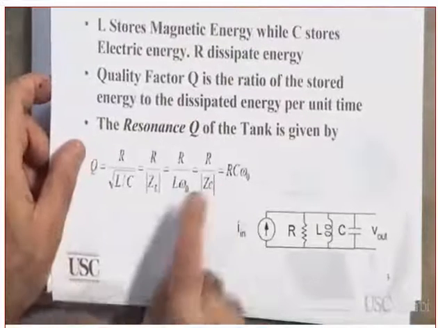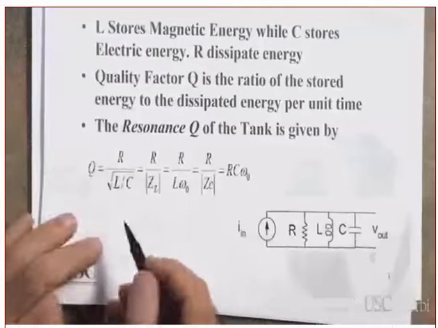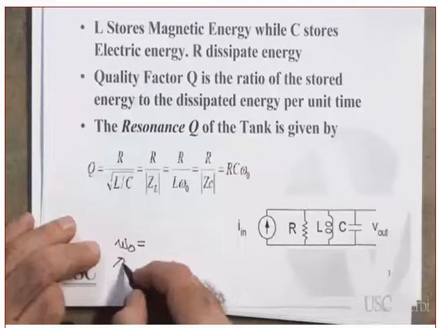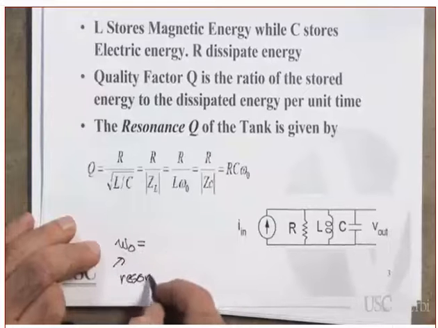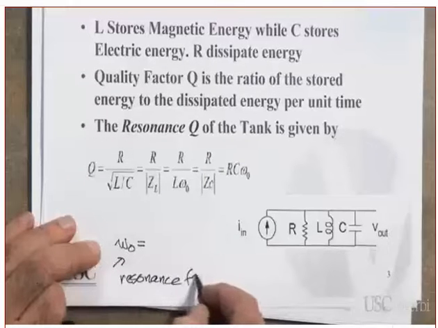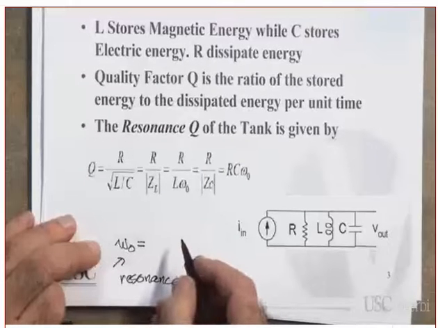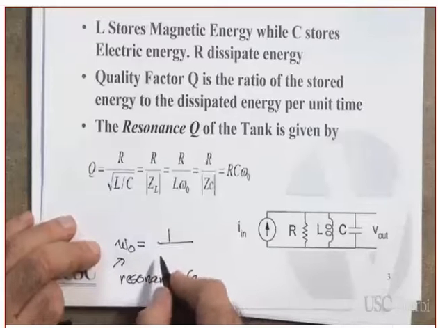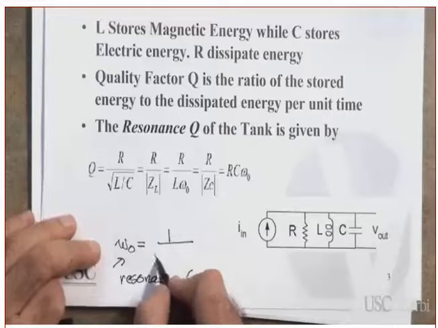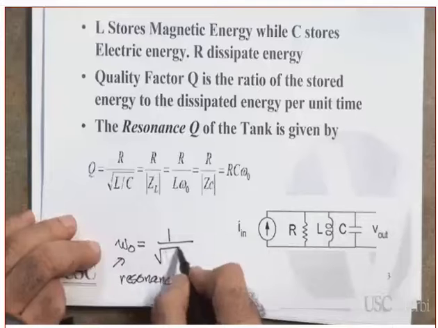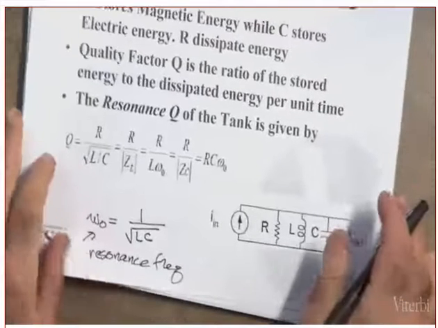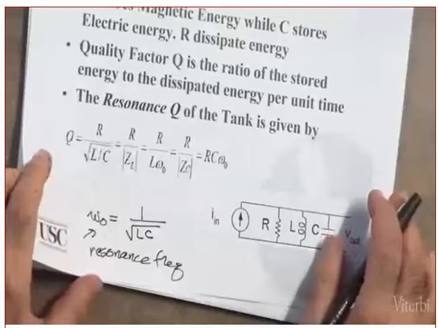Okay. Now, if this is equal to this, what did we get? We got omega naught is equal to the resonance frequency. What was it? Say that again. 1 over the square root of LC. Clear? That's the resonance frequency.